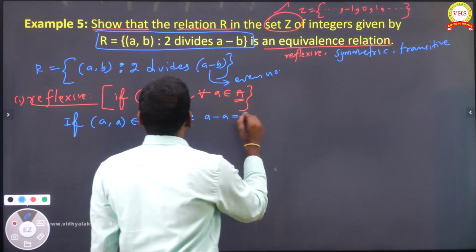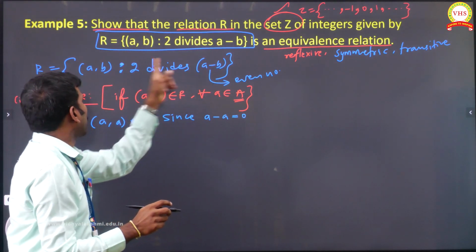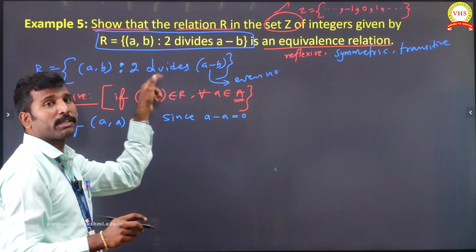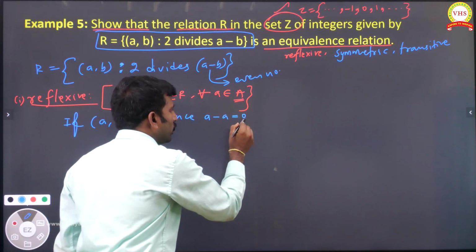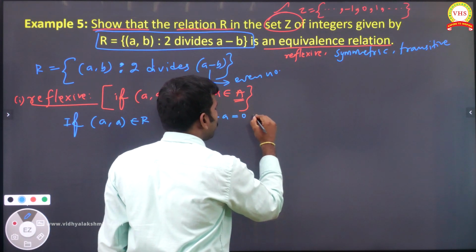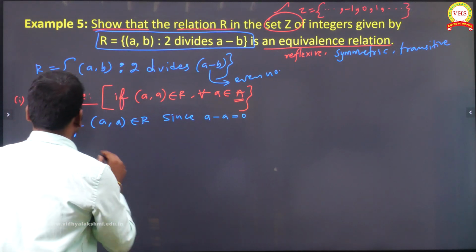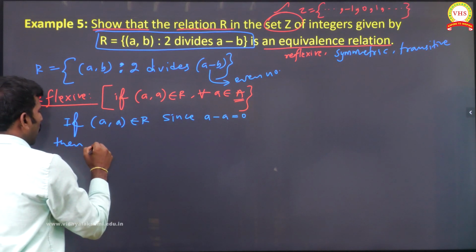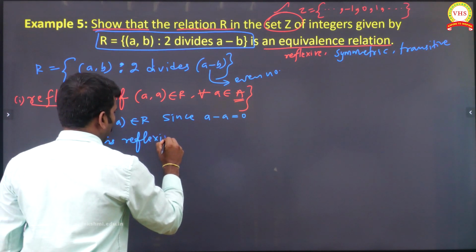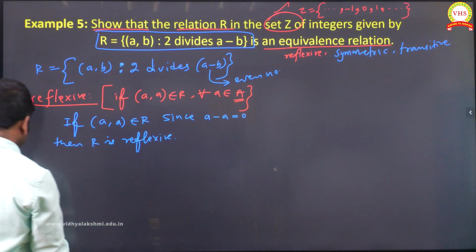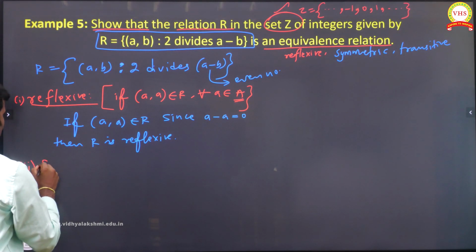So you write, since a minus a, we have to subtract the first term and second term, it should be divisible by 2. When I subtract (a, a), I am getting 0. 0 is divisible by 2, so not an issue, it will be reflexive. Then R is reflexive. That's it. Next, we'll go to the second topic, symmetric.